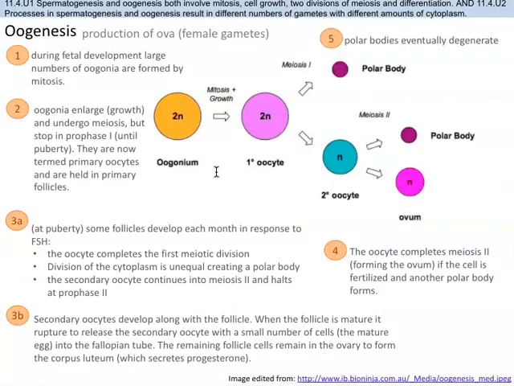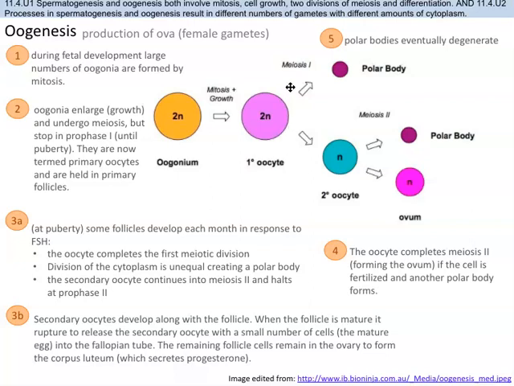So to get a general idea of what this looks like, here would be an oogonium, just like the spermatogonium. That is 2N, so it has 46 chromosomes. It goes through mitosis, just like the spermatogonium, and it's going to make the primary oocyte, just like the primary spermatocyte. This primary oocyte, there are millions of these in females from birth.